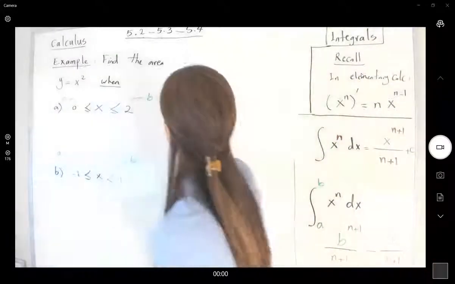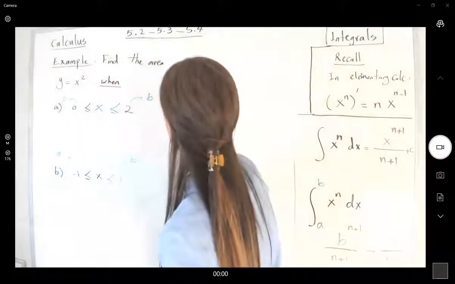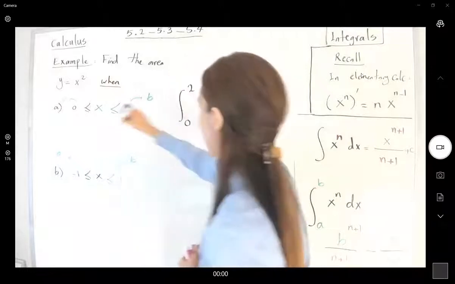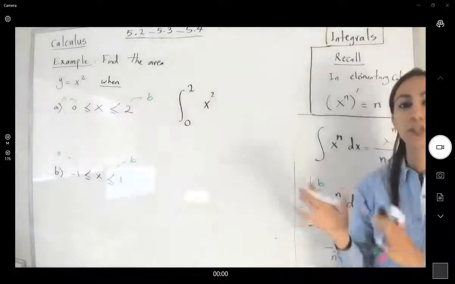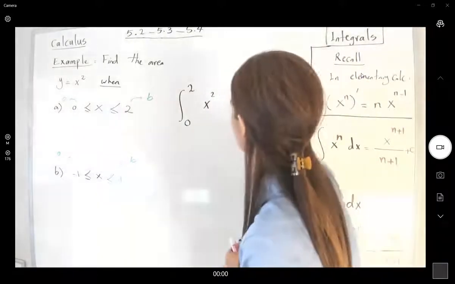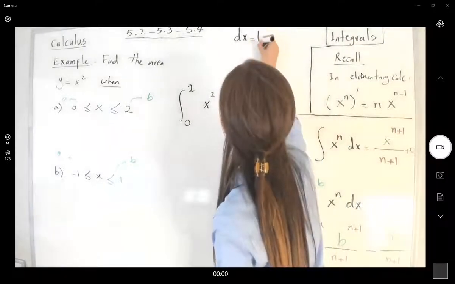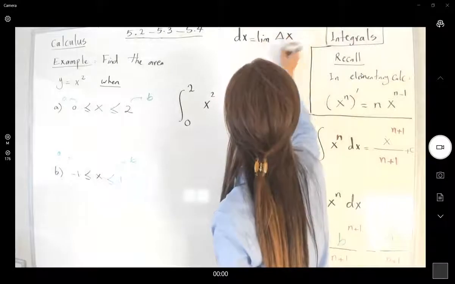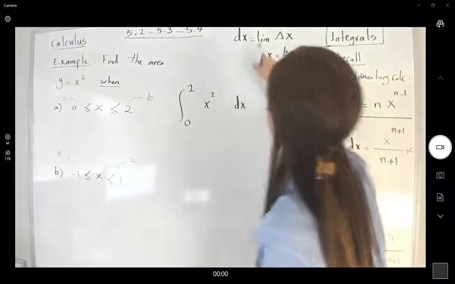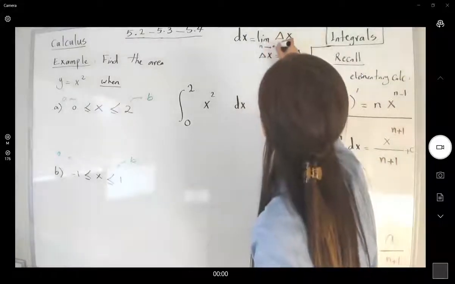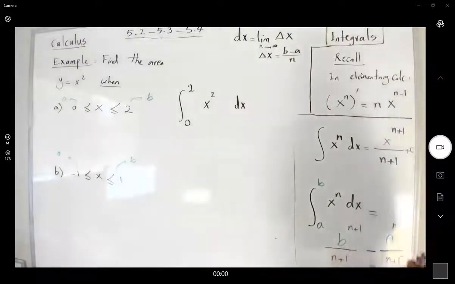So this case is going to be the area, where the lower bound is 0, the upper bound is 2, and I have my function x squared, and I'm taking the integral with respect to the variable x, dx. Remember again that dx is the limit of delta x, and delta x is nothing but b minus a over n, when you're taking the limit as n goes to infinity. You're making those subintervals very small.